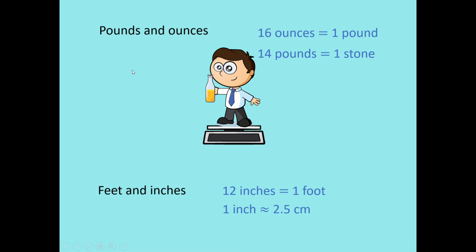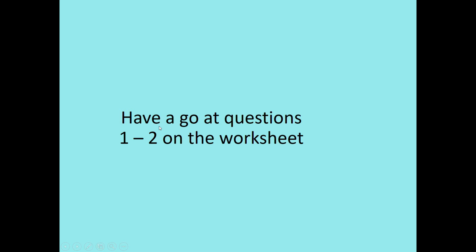Ooh, he's holding some juice. We're going to be thinking about pints. And 8 pints make up 1 gallon. Just to throw some more numbers into the mix. We can't use tens, hundreds, thousands. That would be far too easy for this country. So they're all different. 12 inches, 1 foot. 16 ounces, 1 pound. 14 pounds are 1 stone. 8 pints are 1 gallon.